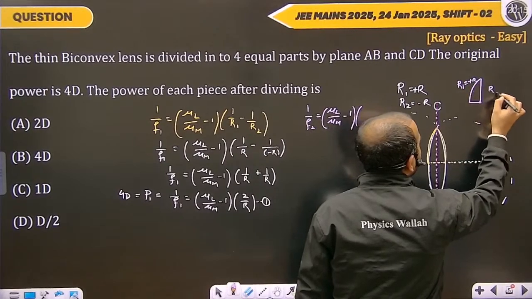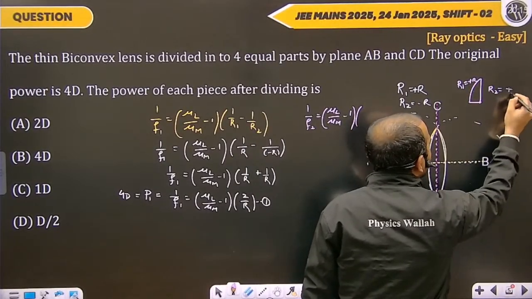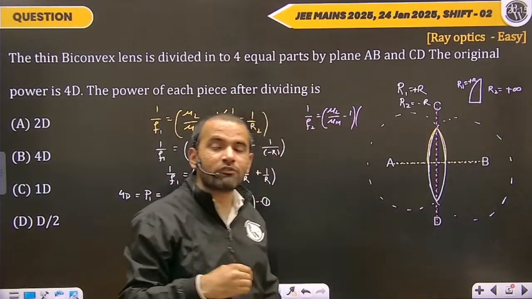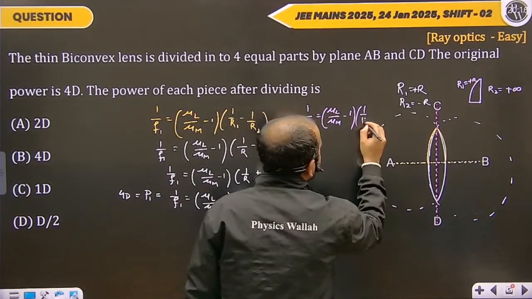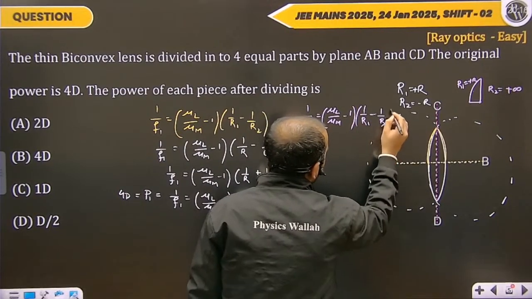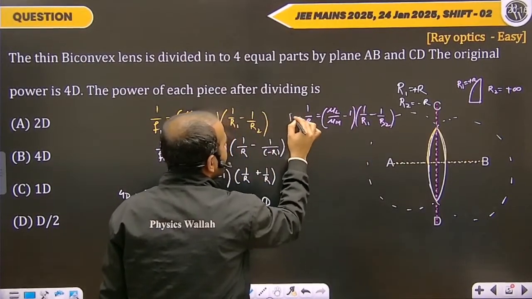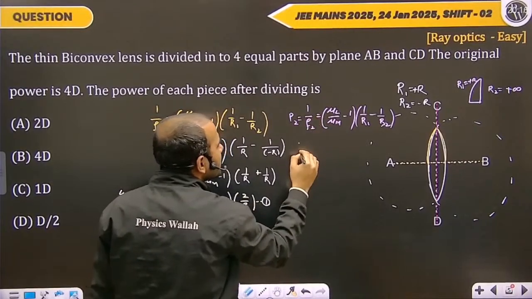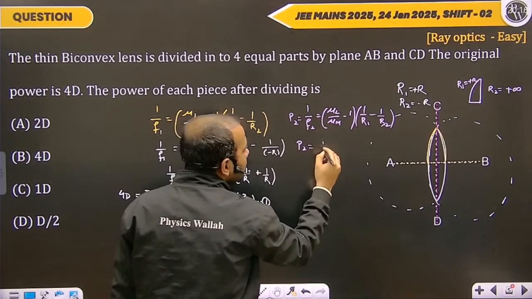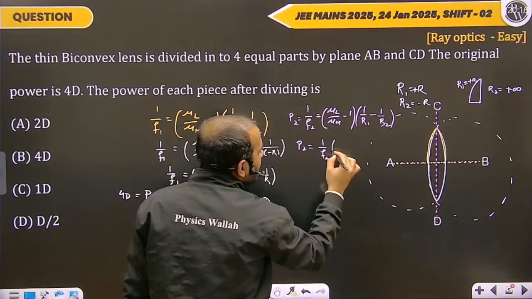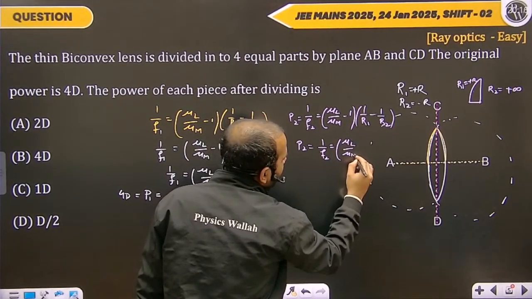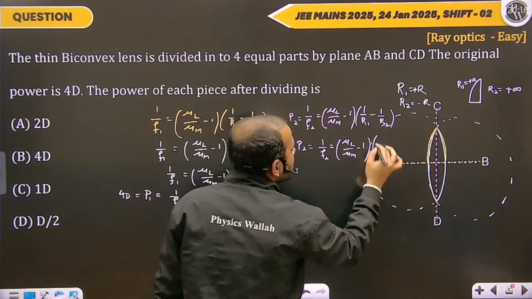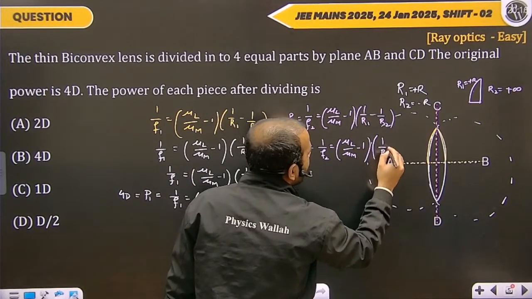But what about the second one? Since it is a straight line, for a straight line the radius is infinity. So we can say 1 by r1 minus 1 by r2 is the power of the second focal length. So what will be the power of the second focal length? 1 upon f2 is equal to (mu L by mu m minus 1) times 1 by r1, and this is 1 by R only.